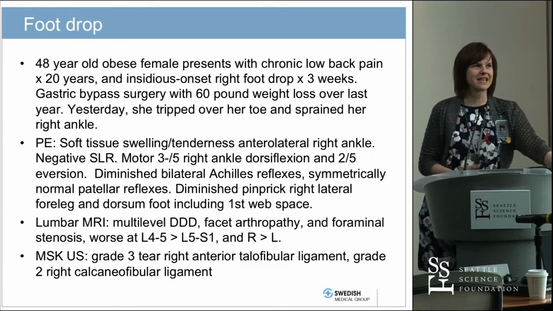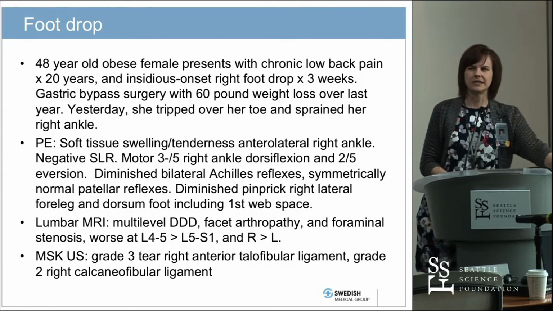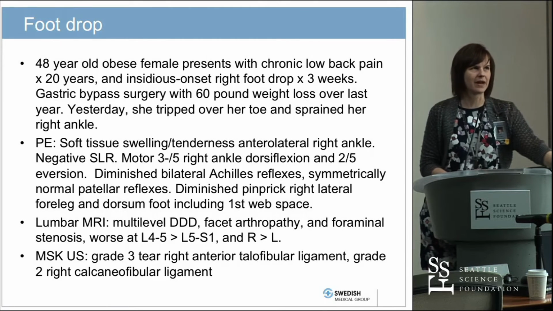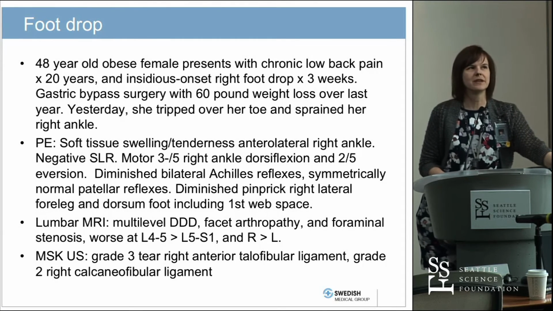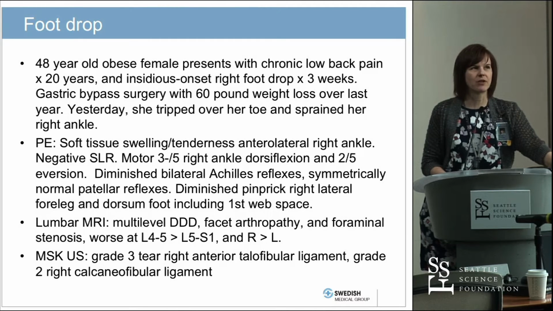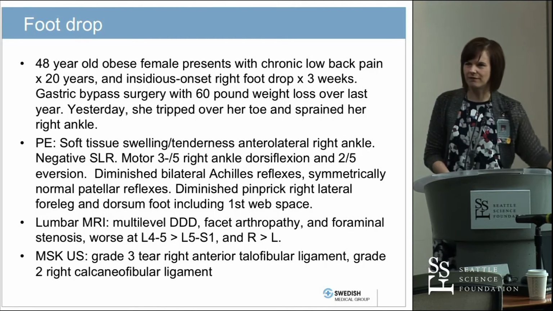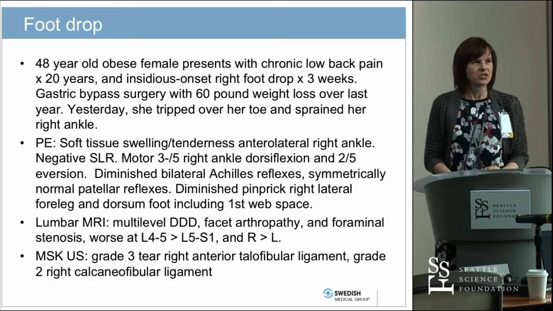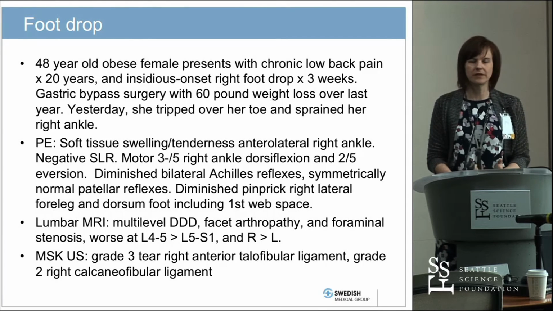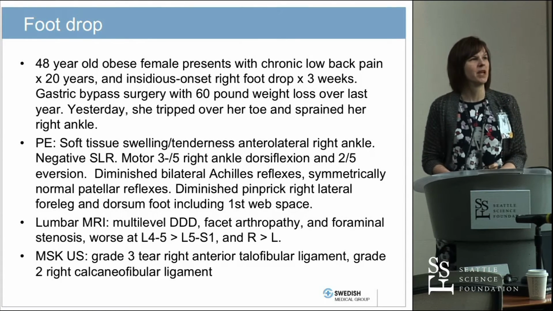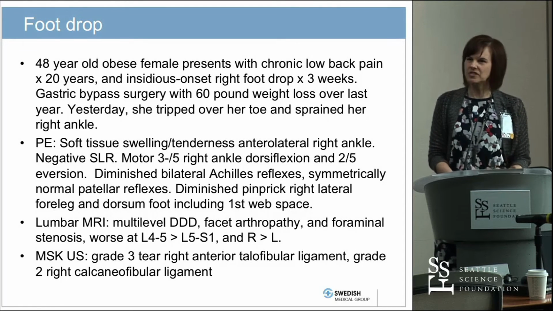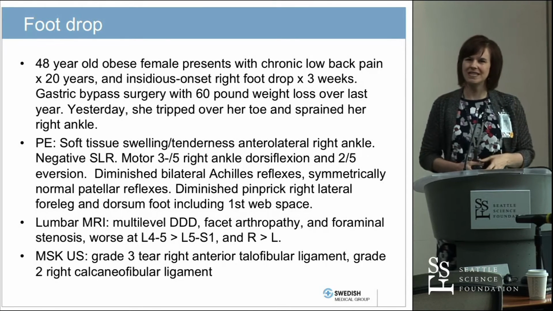So on physical exam, soft tissue swelling, tenderness in the ankle, consistent with an ankle sprain. She's got a negative straight leg raise, but she's got pretty weak dorsiflexion and ankle eversion. She's got diminished Achilles reflexes, but normal patellar, and diminished pinprick in the right lateral foreleg and in the dorsum of her right foot and the first web space. So her lumbar MRI looks like lots of other people's lumbar MRI. And so a musculoskeletal ultrasound was done to grade her ankle sprain.